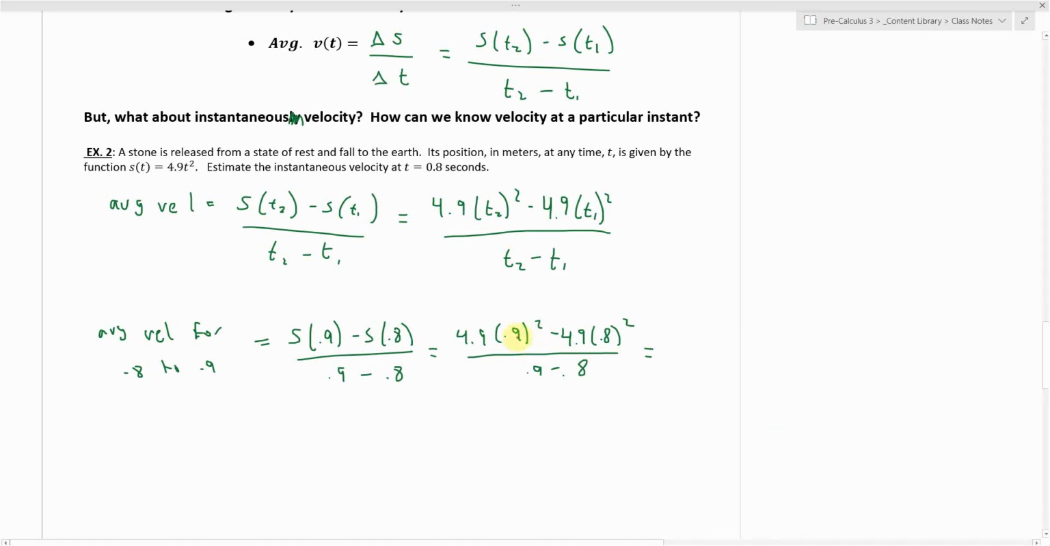But really the form of this is more important right now. I know you know how to type things into a calculator, so I'll just simplify this down for you here, and you would get 8.33 is what you're going to get for the average velocity from 0.8 to 0.9.